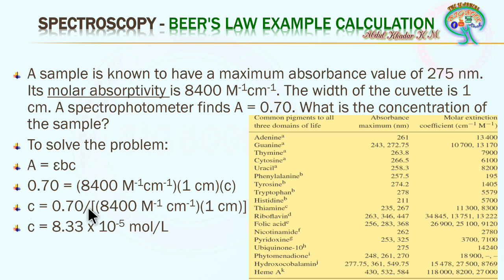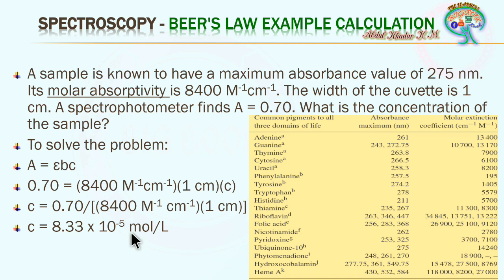So C is equal to 0.70, and these two values go to the denominator. So C is equal to 0.70 divided by 8400 per molar per centimeter into 1 centimeter length, which is C equal to 8.33 into 10 to the power of minus 5 molar per length. So per length, in the sense, each centimeter within the cuvette has 8.33 into 10 to the power of minus 5 molar of this sample, as per this particular absorptivity.